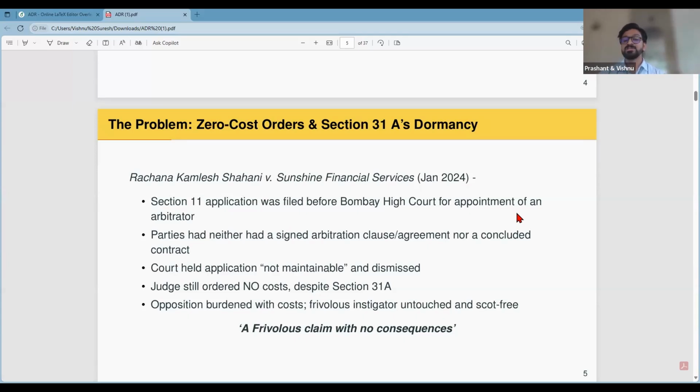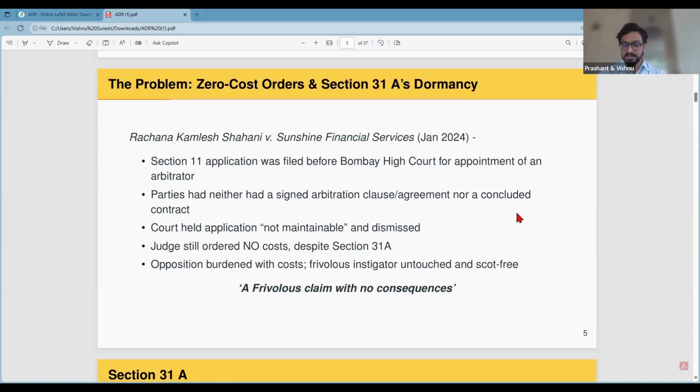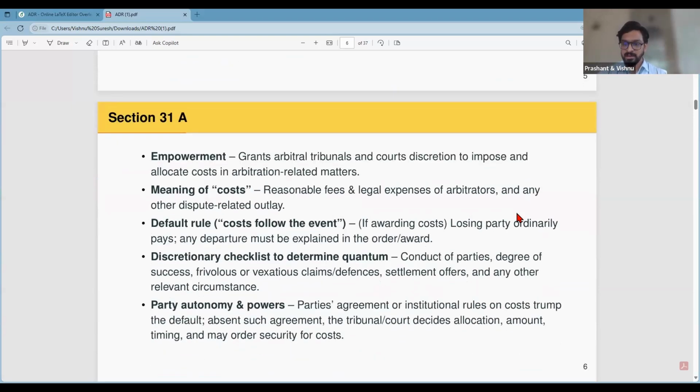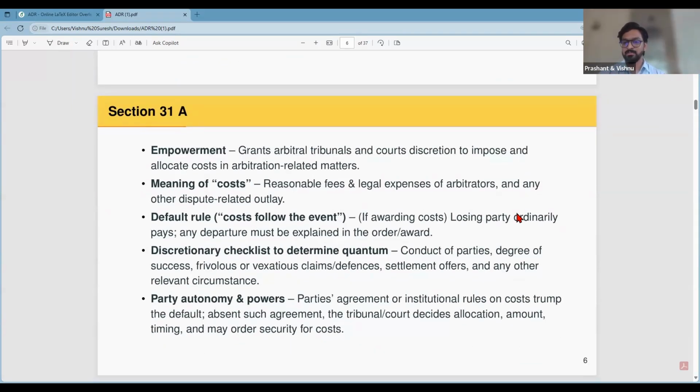But interestingly, the judge still ordered no costs on the applicant, despite Section 31 existing. So what happened as a result of it? The opposition, that is the party which was dragged into the court, is burdened with the costs of conducting this litigation, and the frivolous instigator went untouched and scot-free. So this is a trend which we will see throughout this presentation and throughout the paper, a frivolous claim with no consequences. Let's have this thought in mind, and now I'm going to explain what 31A is.